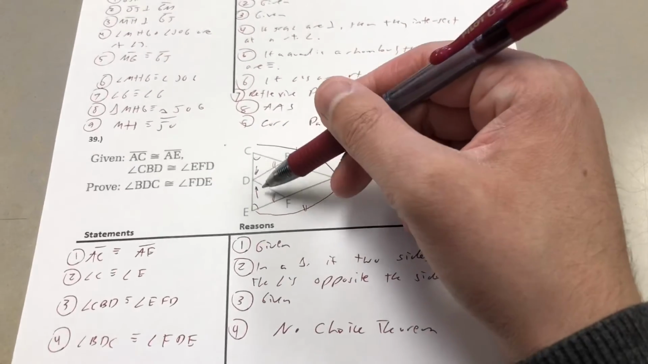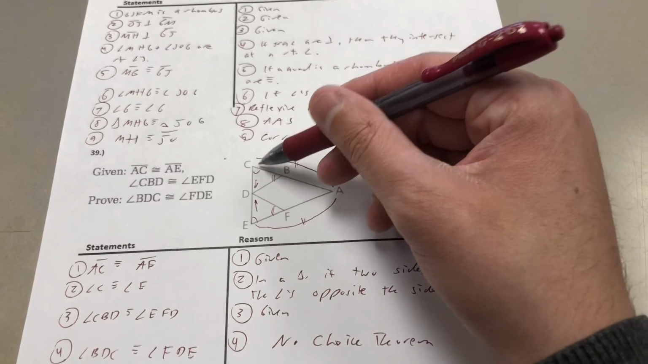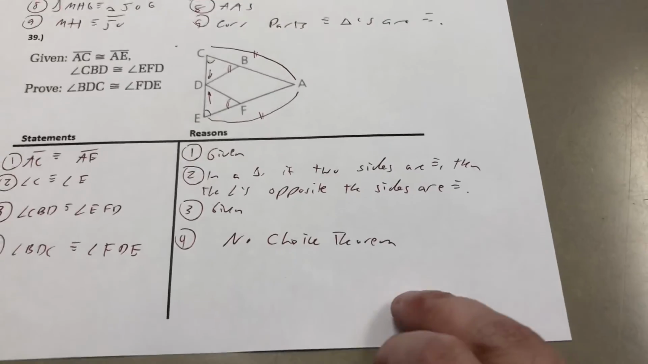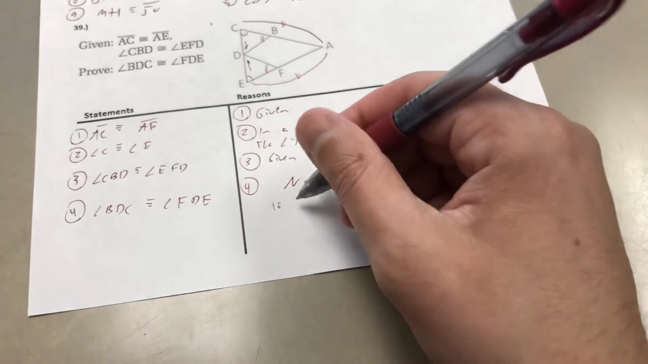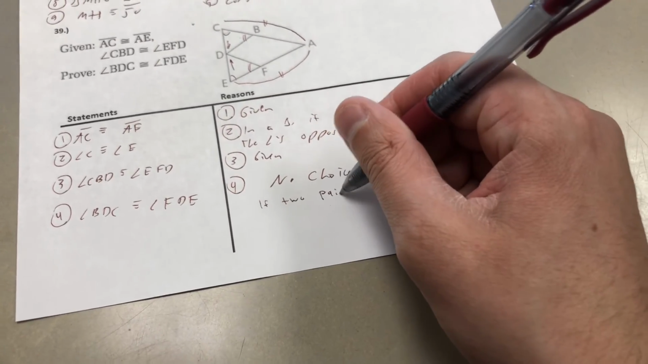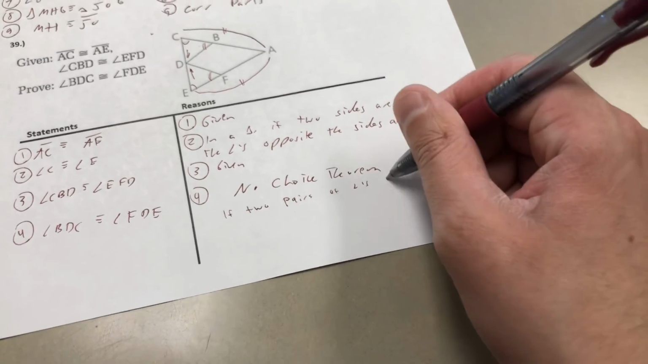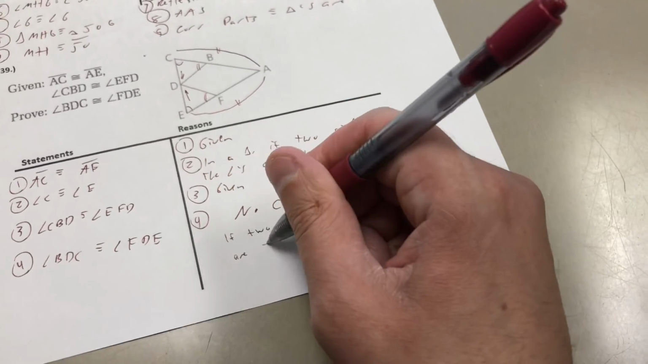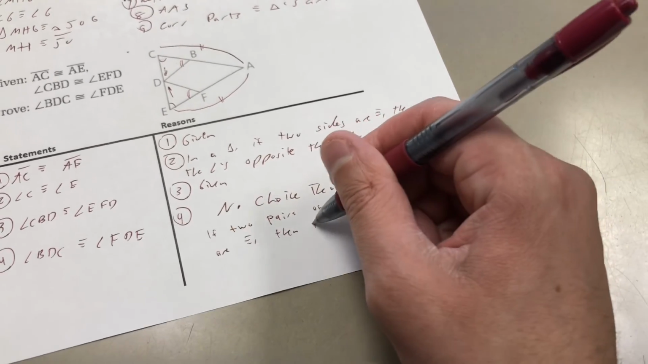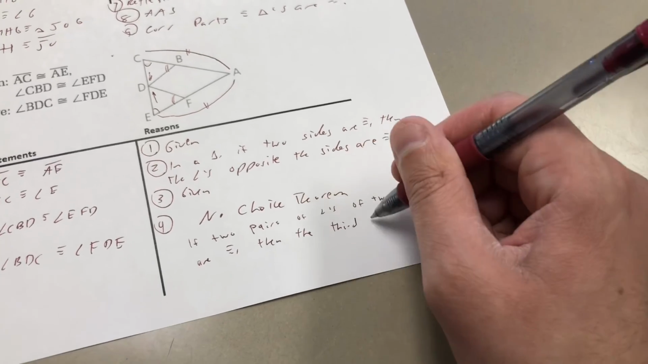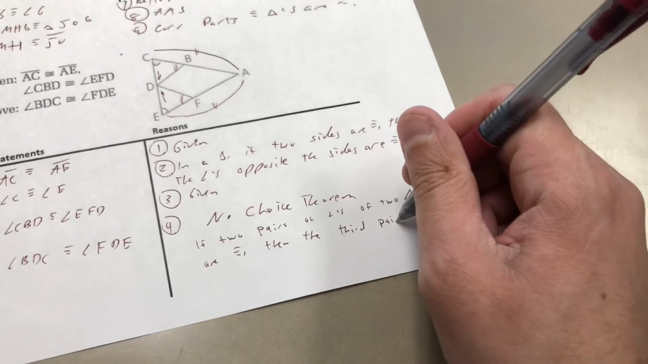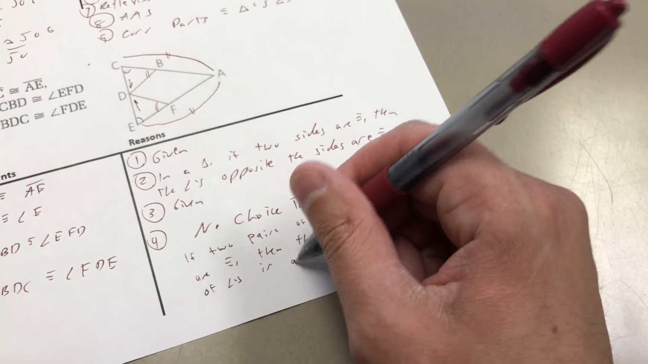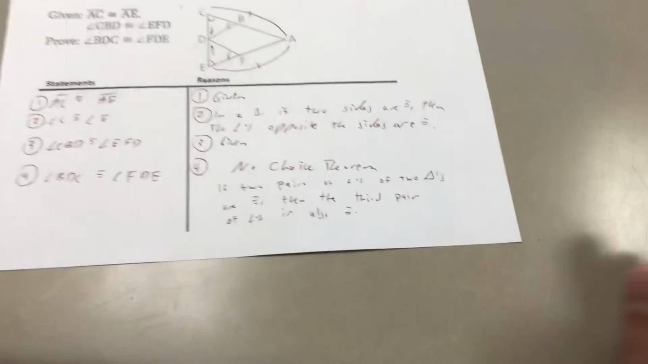I've got two triangles. They're not necessarily congruent, but they already have two pairs of congruent angles, and the no-choice theorem is going to enable you to show that the last pair of angles is congruent. So that would basically be: if two pairs of angles of two triangles are congruent, then the third pair of angles is also congruent. And that's all you need to do.